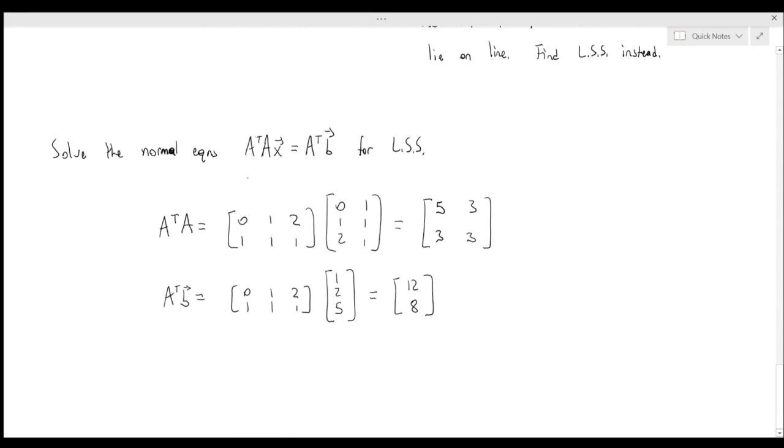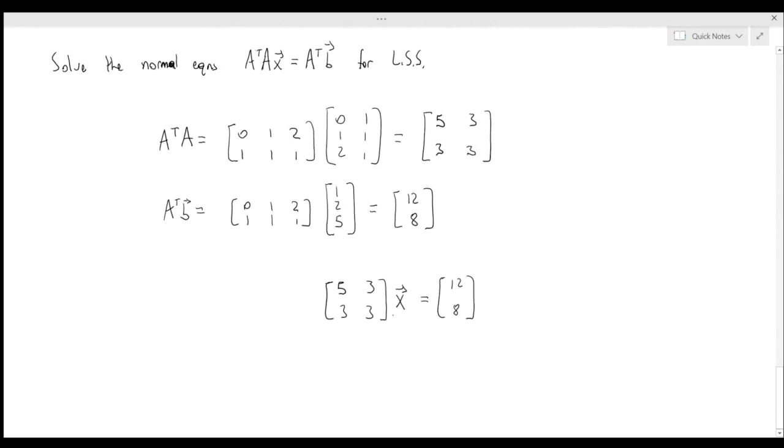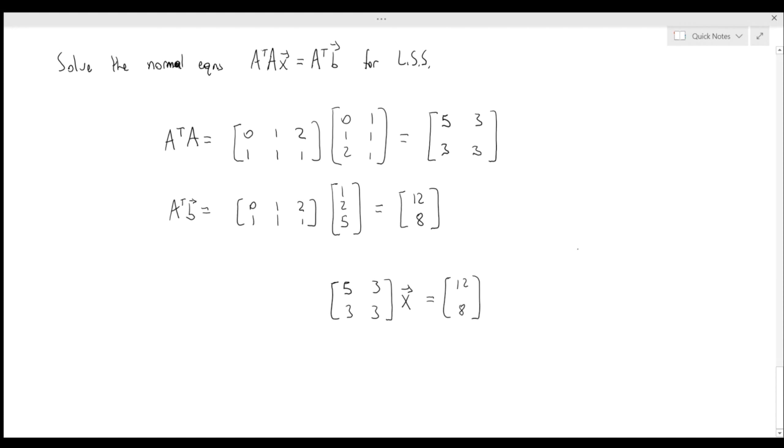Then the normal equations are going to be 5, 3, 3, 3 times vector x equals A transpose B. And so now we can solve for x to get the least square solution. Now what I'm going to do in this problem is solve for x. You can just do the usual elimination, but I'm just going to use the formula for the inverse of a 2 by 2 matrix.